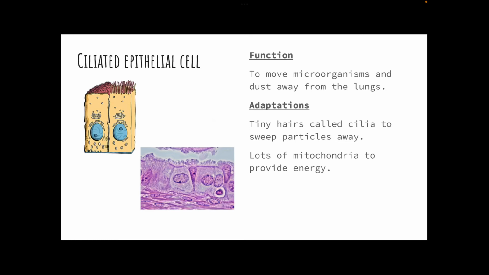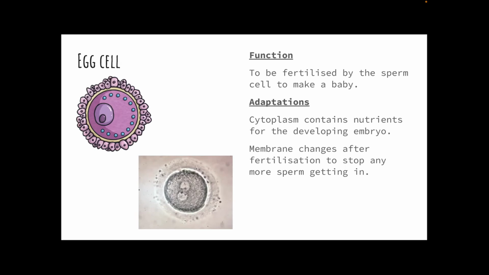Ciliated cells are found in the airways. They have tiny hairs on their tops called cilia, which beat in rhythm. These hairs move mucus containing dust and other particles upwards and out of the airways. Ciliated cells are also found in the oviducts. Here the tiny hairs beat to move the egg from the ovaries to the uterus.